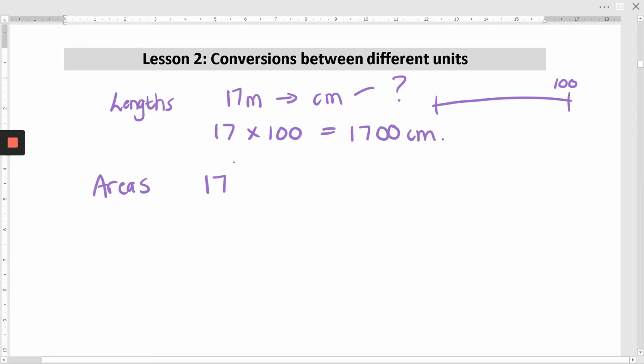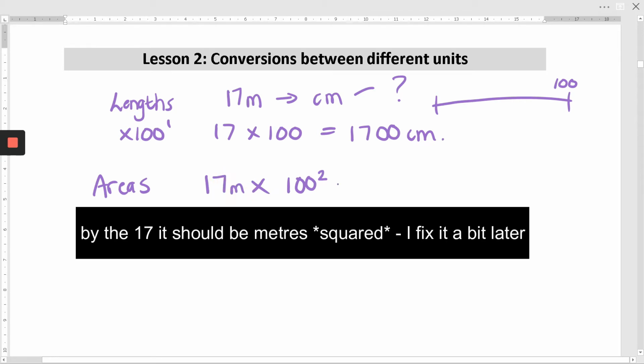If I want to do a conversion, here for the length, my conversion was times by 100, and I'm going to add in an exponent of 1. For length, we times by 100 just the once. For area, I'm going to times by 100 twice, and that does not mean that I'm going to times by 200. It means that I'm going to times by 100 and then times by another 100.